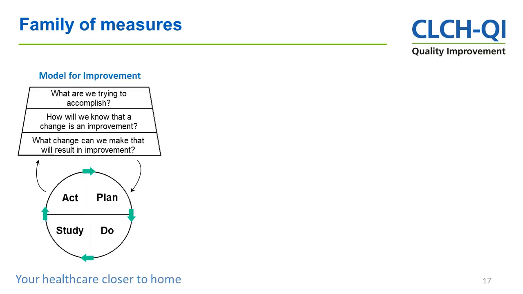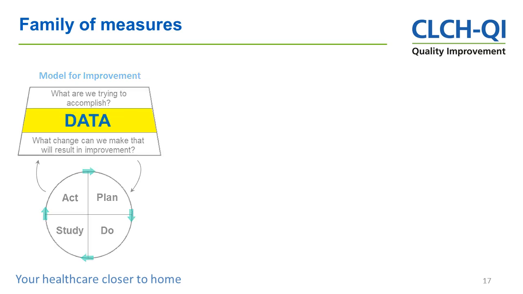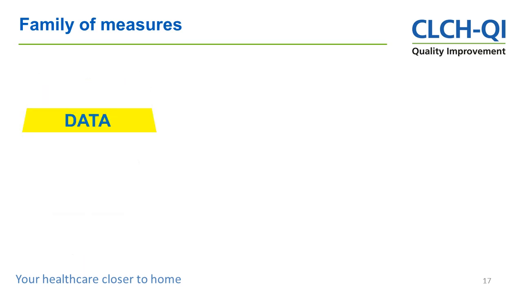So if you haven't already, I'd encourage you to go back and watch the first two videos of this series, which is how to improve and setting an aim. This session focuses on that second question of the model for improvement. How will we know that a change is an improvement? In effect, what data are you collecting to be able to say whether you've objectively made an improvement to patient care?